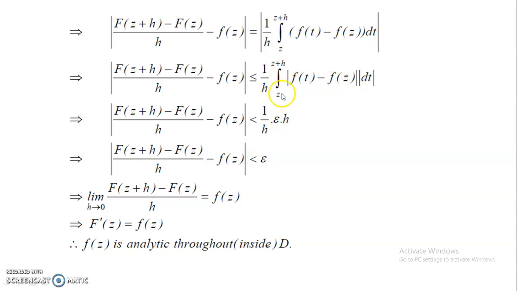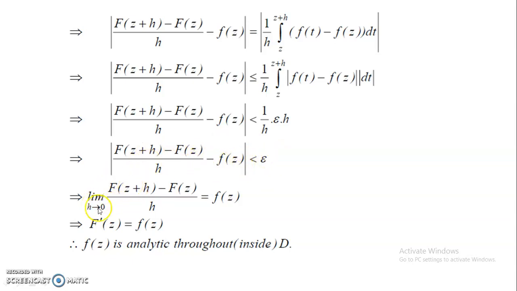And as we know, the integration of modulus of dt over z to z plus h is h itself, and h gets cancelled, and then the modulus of capital F of z plus h minus capital F of z divided by h minus f of z is less than epsilon. That is what it is, definitely the continuity holds there.